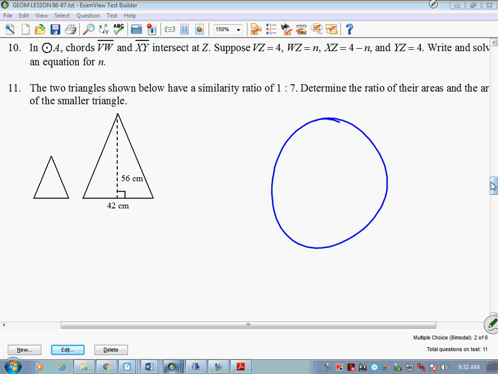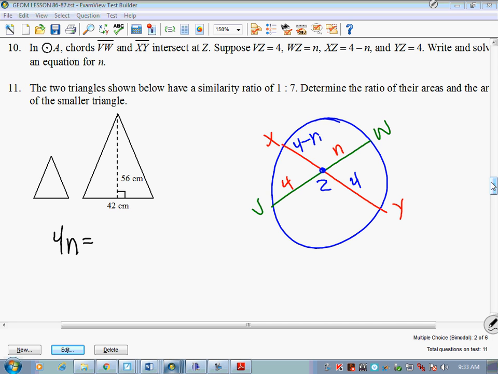Okay, let's see. Austin's going to help me out with this one. I'm going to call this VW. We're going to call this other one XY. Okay. Let's see. They intersect. What is this point here in the middle here? Z. All right. So we got VZ is 4. Let's see. WZ is n. XZ is 4 minus n. And we've got 4 down here. All right. Help me out here. What do I want to do?